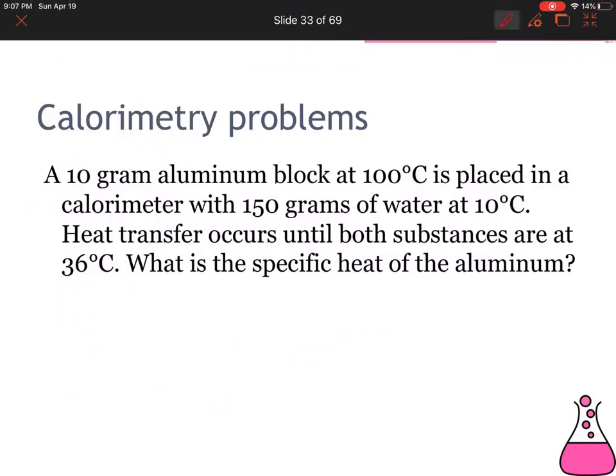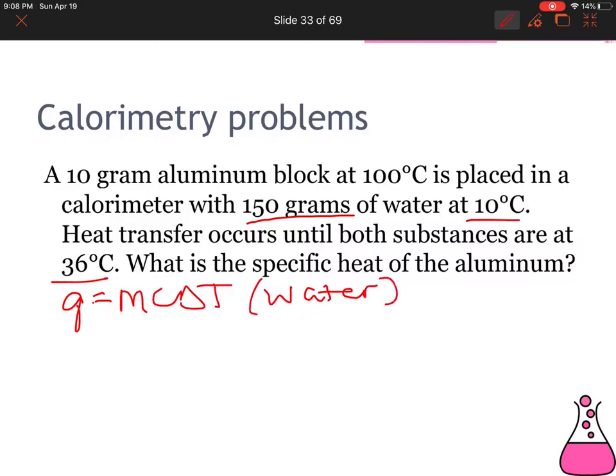So let's look at what I have for my water only. I have this 150 grams of water, and I have its initial temperature of 10 degrees Celsius, and I have its final temperature of 36 degrees Celsius. So I can do a Q equals MC delta T specifically for my water, and I can calculate my Q here.